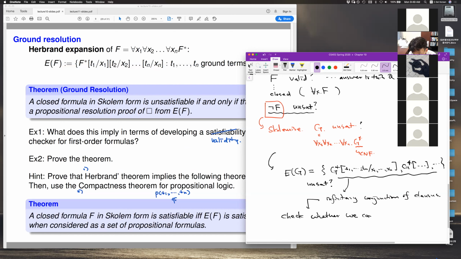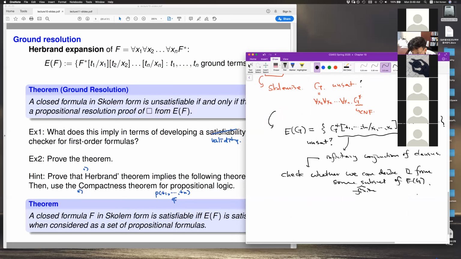We can derive box from some subset of E of G. And this is something that we can check. This step can be done algorithmically. If we do this Herbrand expansion, it's infinite, but it's countably infinite.